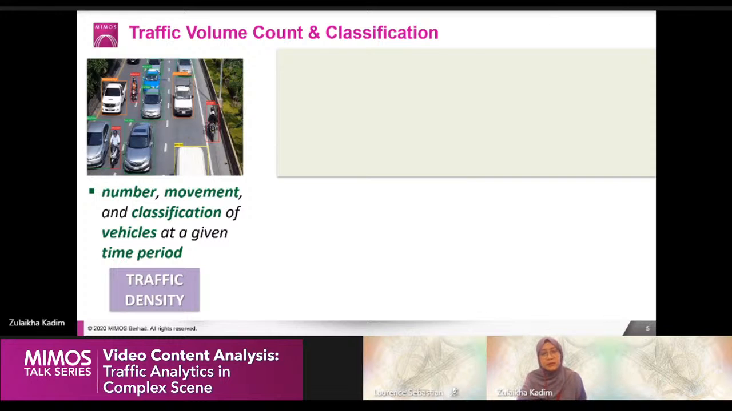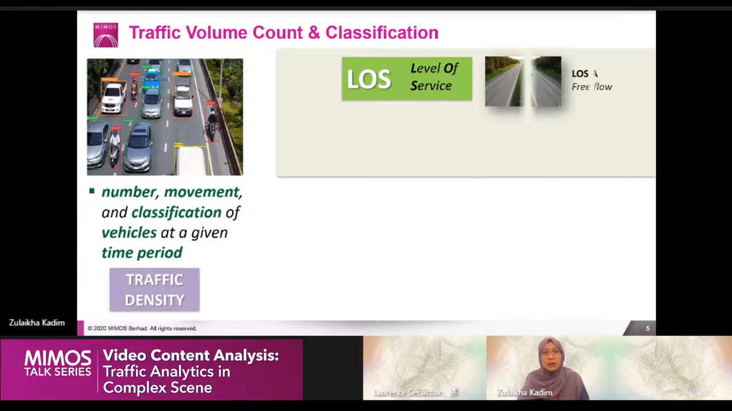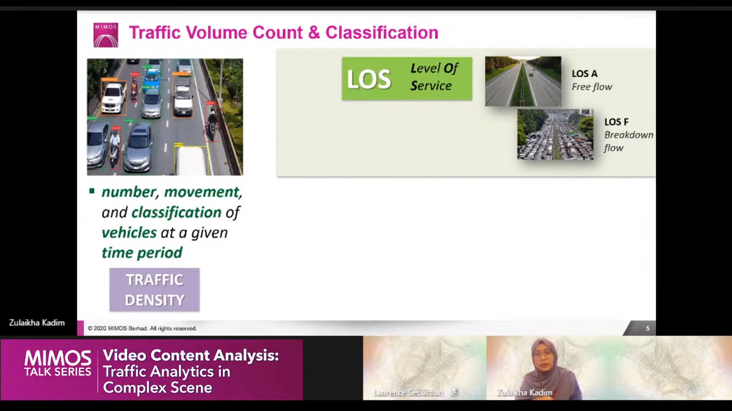Okay, how they use this information is when they want to calculate the level of service for any road. This level of service gives a grade to the road system, from free flow, which is grade A, until grade F. They want to know these classifications of the road system.